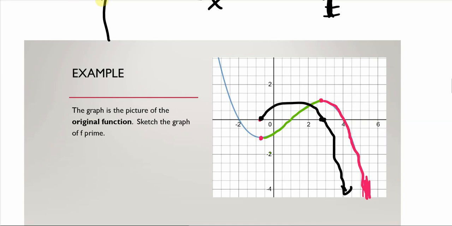All right, let's look at one more interval. The last interval is going to be over here. As I read from left to right, my function is decreasing. That means that my slope is negative. So that means that my picture of f prime has to be below. And as I go further to the left, it's getting steeper. So that means that as I go further to the left, it's going to go down to negative infinity. So this graph right there is the picture of f prime of x. All right.